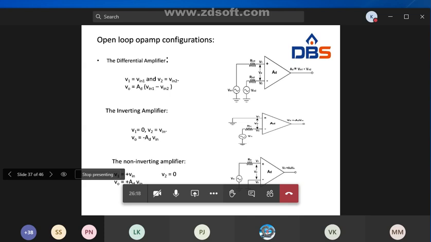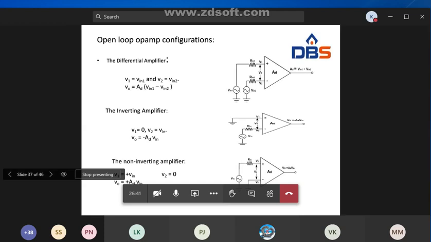Because V0 equal to AD into VD, VD equal to V1 minus V2, V1 equal to 0 and V2 equal to Vin, we will get minus Vin. Then the output becomes V0 equal to minus AD into Vin. That is the inverting amplifier.